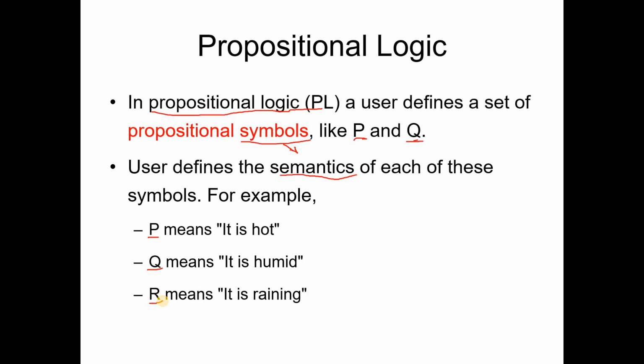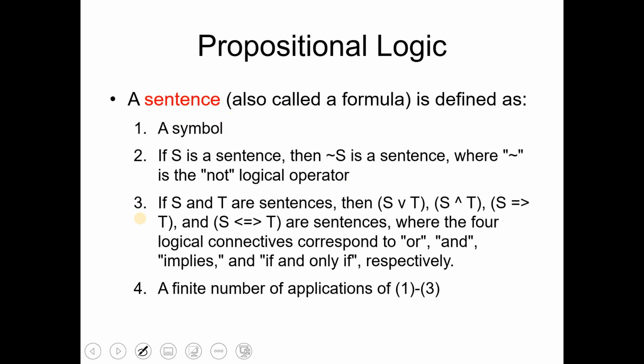Based on these three symbols, we define the sentence. We also sometimes call it a formula. It is defined as a symbol. One symbol can be a sentence. For example, I write P. P alone is a sentence. When I write P itself, it automatically means that P is true.